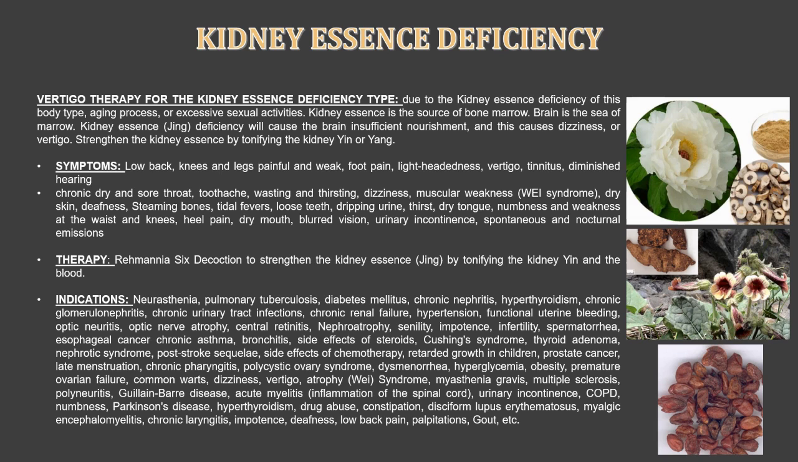Symptoms here are low back, knee and leg pain and weakness, foot pain, lightheadedness, vertigo, tinnitus and diminished hearing. Also chronic dry and sore throat, toothaches, wasting and thirsting, dizziness, muscular weakness, the so-called Wei syndrome, dry skin, deafness, steaming bones, tidal fevers, loose teeth, dripping urine, thirst, dry tongue, numbness and weakness at the waist and knees, heel pain, a dry mouth, blurred vision, urinary incontinence, and spontaneous and nocturnal emissions. The therapy here is the so-called Rehmannia 6 decoction to strengthen the kidney essence, the yin, by tonifying the kidney yin and the blood. And again, you can see, apart from vertigo and dizziness, it has many other fields of application in TCM.